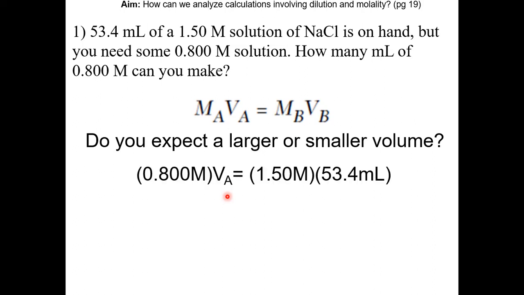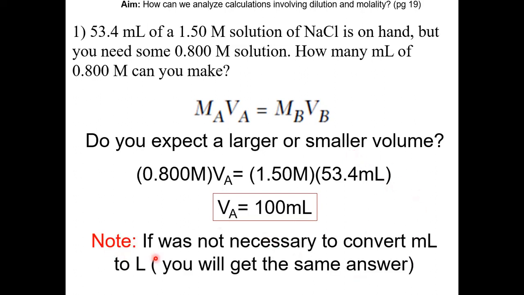Next, we plug into the equation. We're solving for VA, which is the volume after dilution, which is 100 milliliters. Notice our prediction was right. We're expecting a larger volume. No, it was not necessary to convert milliliters to liters in the calculations. You will get the same answer if you do.